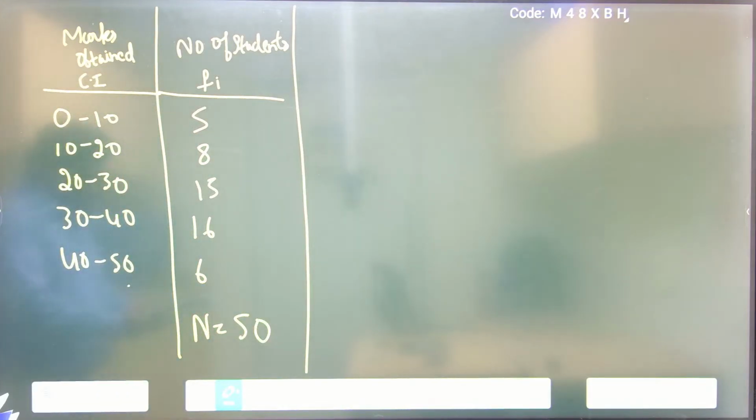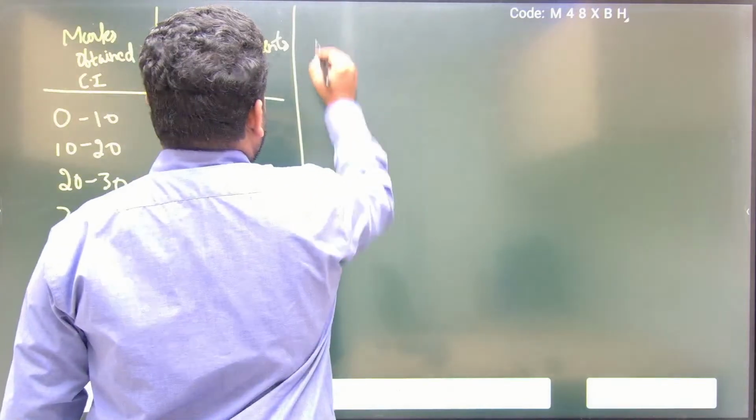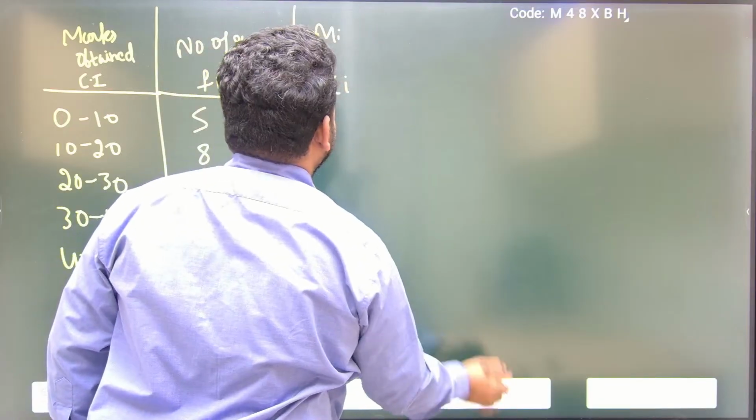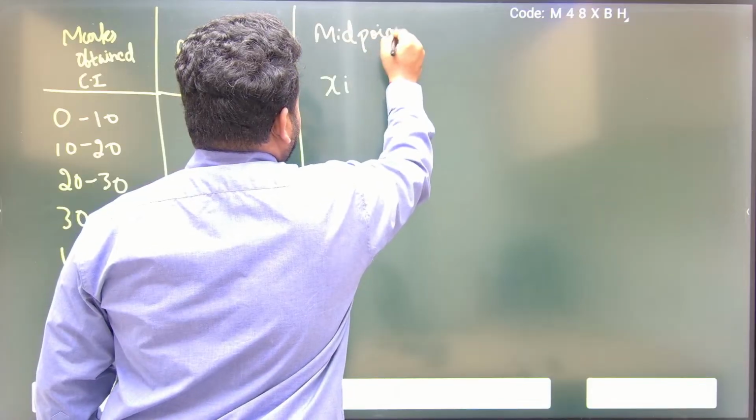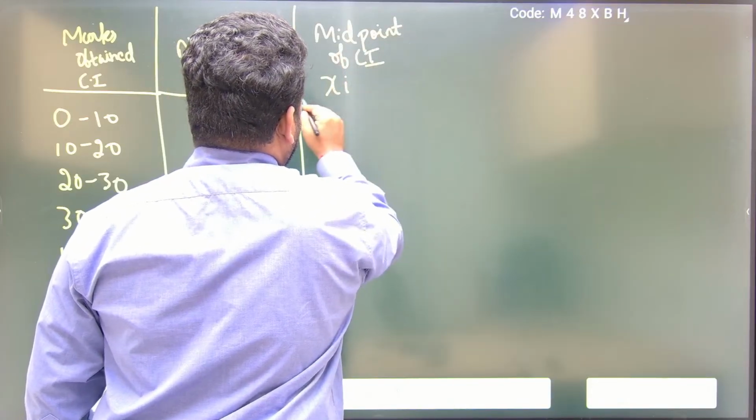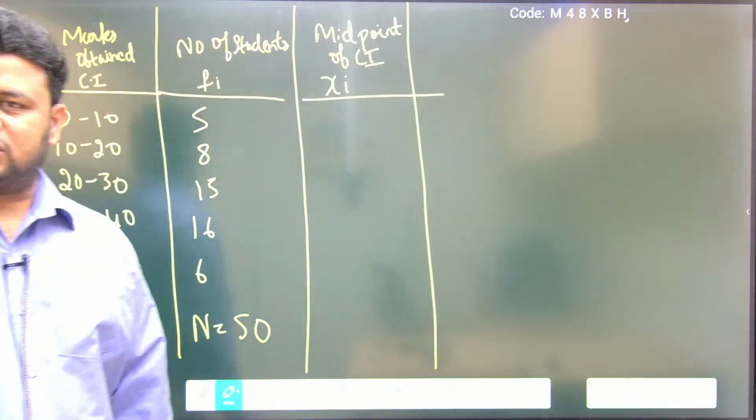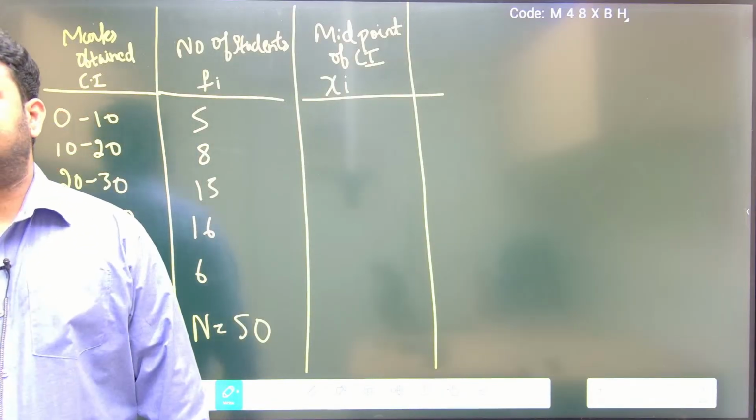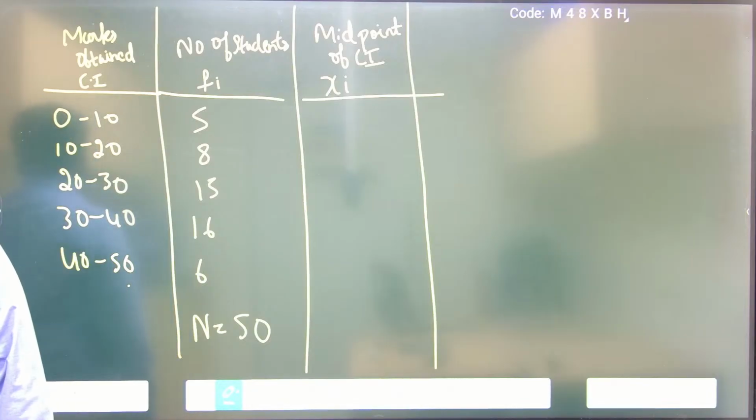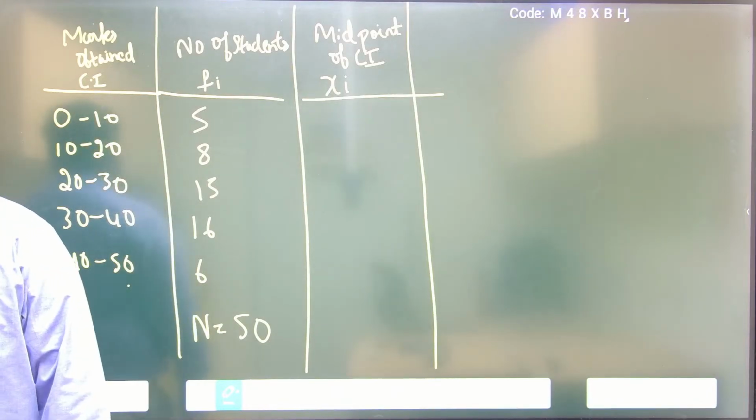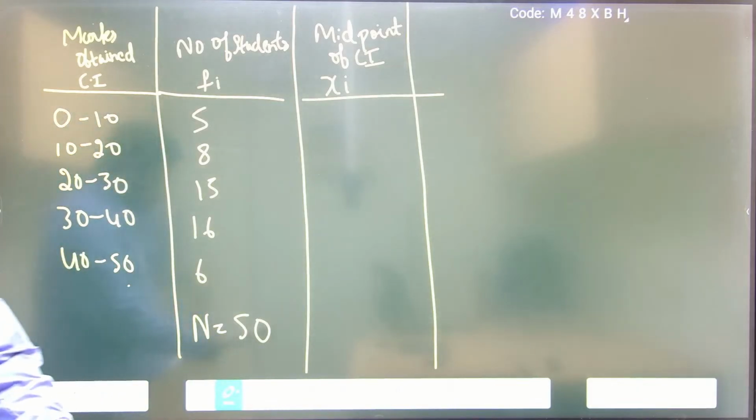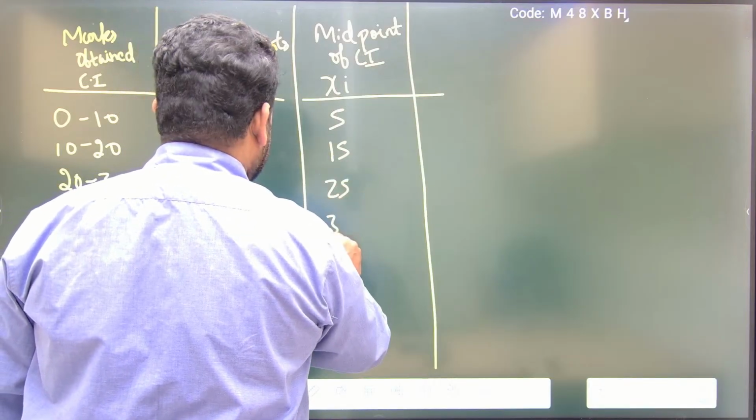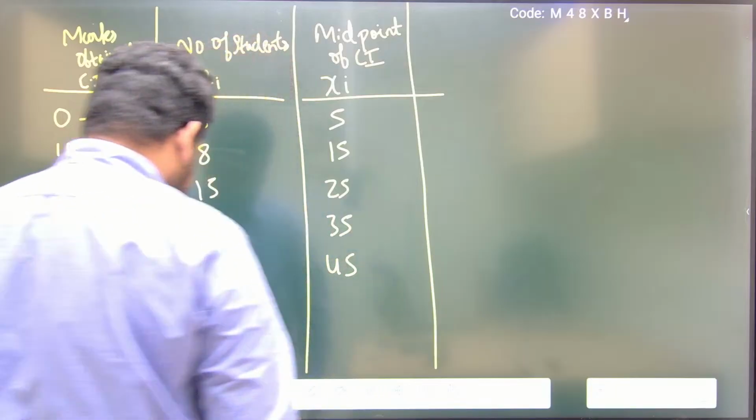Now we have to find Xi. Xi means the midpoint of the class interval. In the previous question, the first question we did, they had given the Xi, but here they have not given it. When a continuous frequency distribution is given, we have to find Xi ourselves, which is the midpoint of the class interval. Here the midpoints will be 5, 15, 25, 35 and 45.